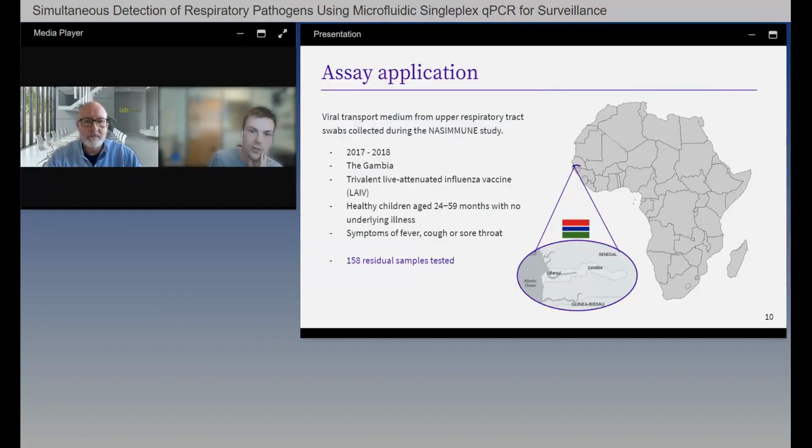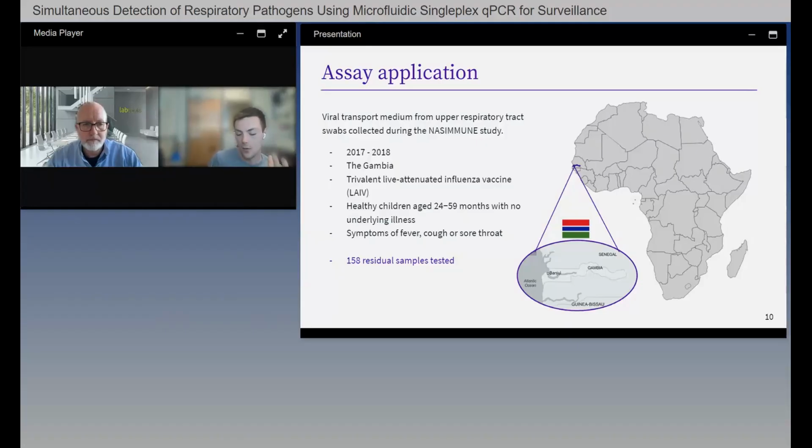So we moved on to applying this assay to our cohort, which was in the Gambia. So this was residual samples from an upper respiratory study called NASImmune. The NASImmune study was the trial of a live attenuated influenza vaccine in healthy children in the Gambia, between 24 and 59 months old with no underlying illness.